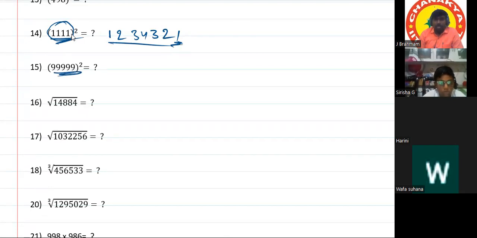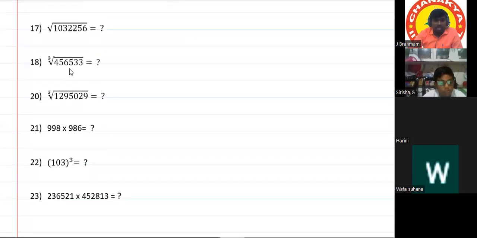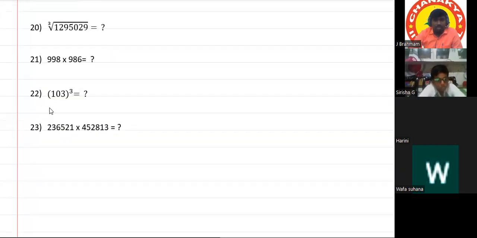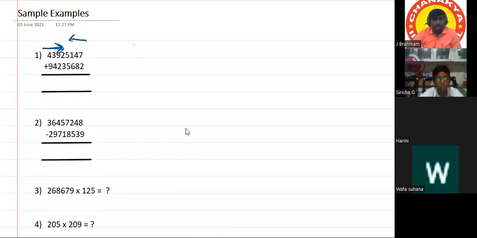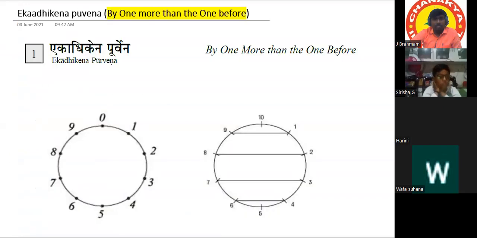Any number squared or series of 9s squared, then square roots, cube roots, 3-digit into 3-digit, any number cubed, and lastly any big number into any big number. 6-digit number into 6-digit number also we can do in a single step. All these types of questions we will solve, one by one, we will learn. From the basics only we have to move. Then only you will understand everything. Any doubt in this slide? No doubt? Okay, we'll move on to the next slide.